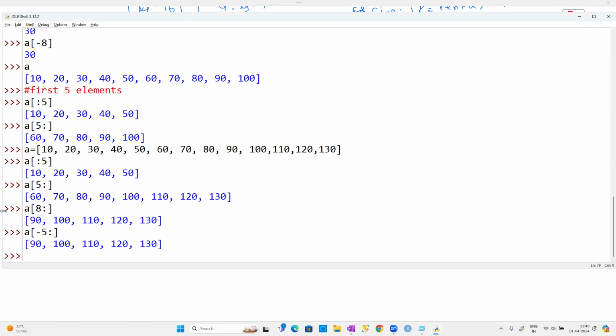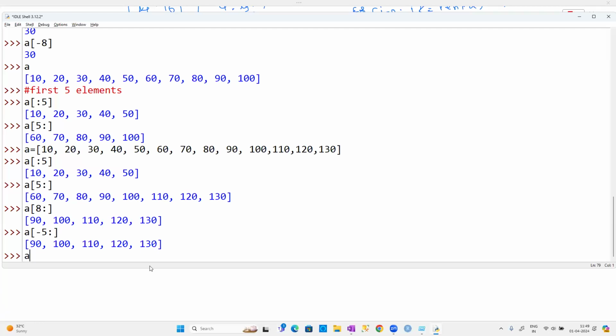Whether there are 10 elements or 20 elements, it is the same technique. But the other technique is not like that. You have to know how many elements there are. With 15 elements, 15 minus 5, you start from 10. But here, whether 15 elements, 20 elements, or 200 elements, even if you don't know how many elements there are, for the last 5 elements, a of -5 colon works. As I said, it's a very convenient mode, guys.